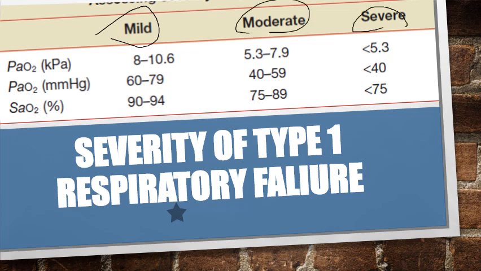We'll go to the PO2 like this. The mild is from 60 to 79. Moderate from 40 to 59. Less than 40 is severe.